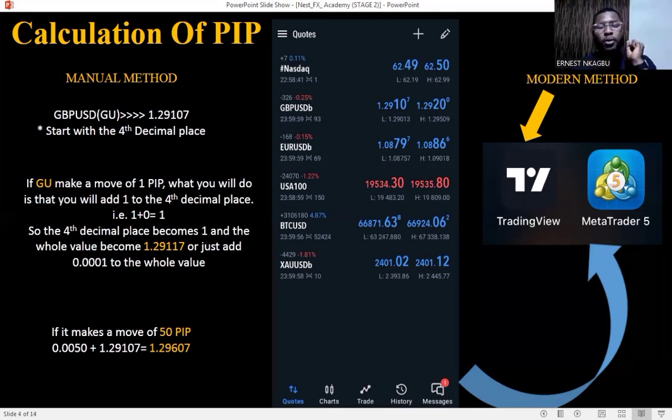So we are going to go to TradingView, yeah, this TradingView, and then I'll explain.